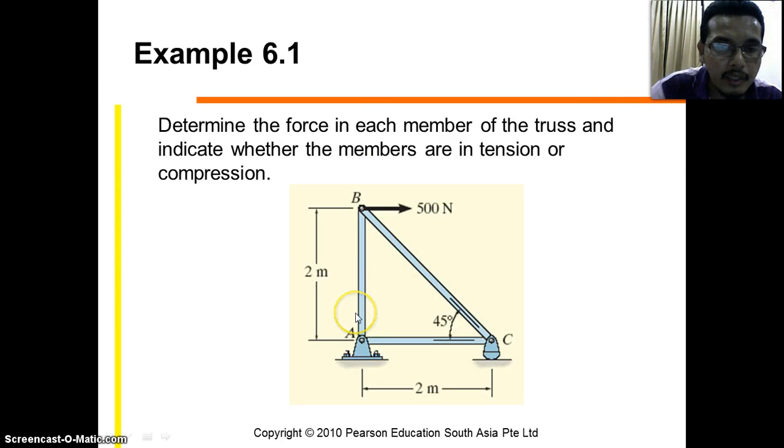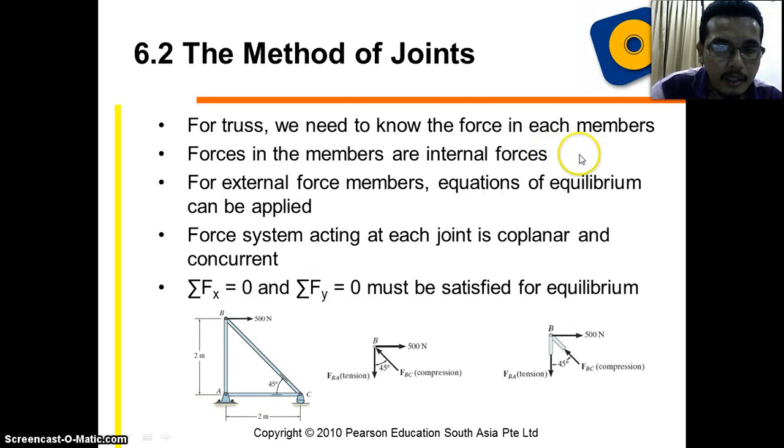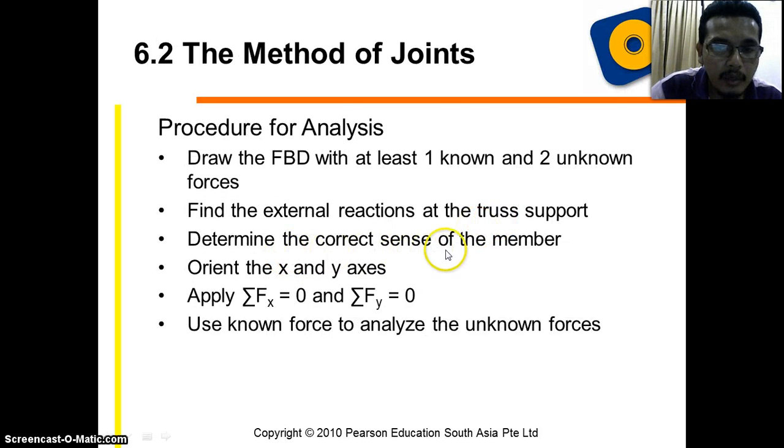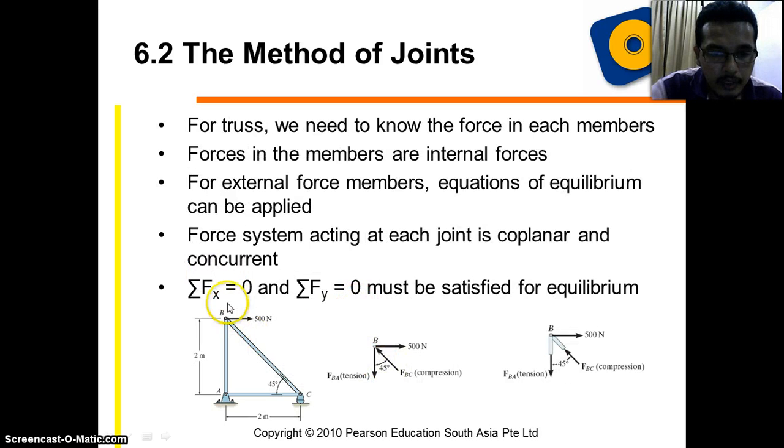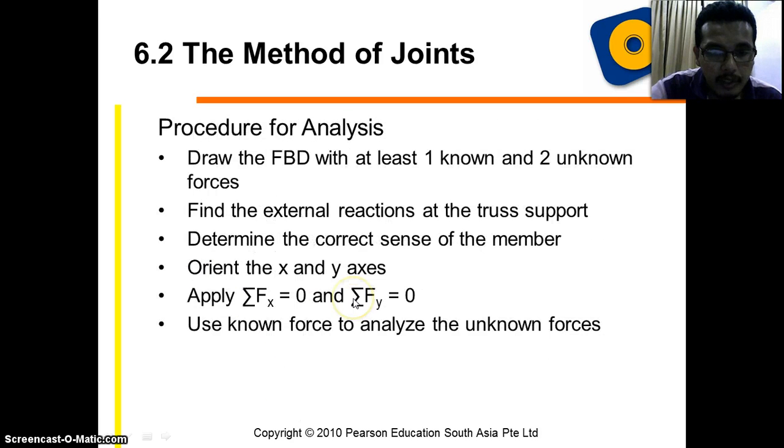This is done by using the equations of equilibrium. Determine the correct sense of each member, whether it is in tension, pulling, or in compression. Then orient the x and y axes, our reference base at the origin. Apply the equations of equilibrium: the total force in the x component equals 0, the total force in the y component equals 0, and use the known forces to analyze the unknown forces.